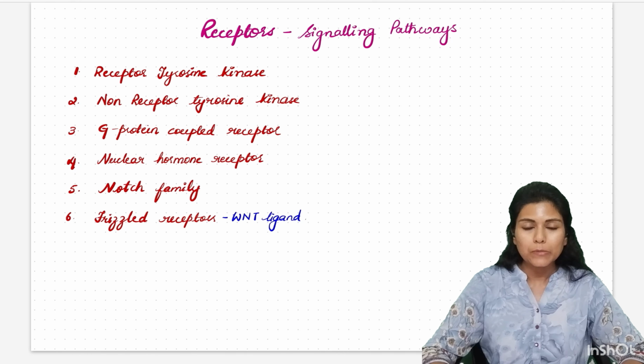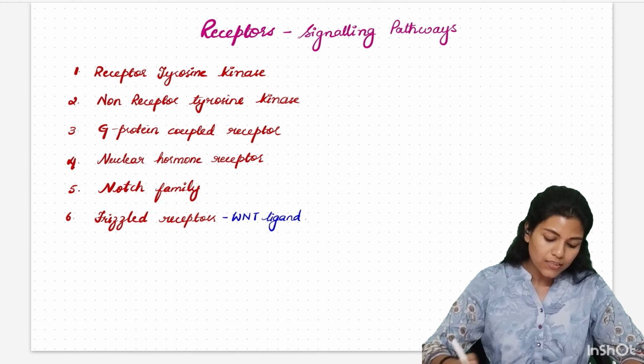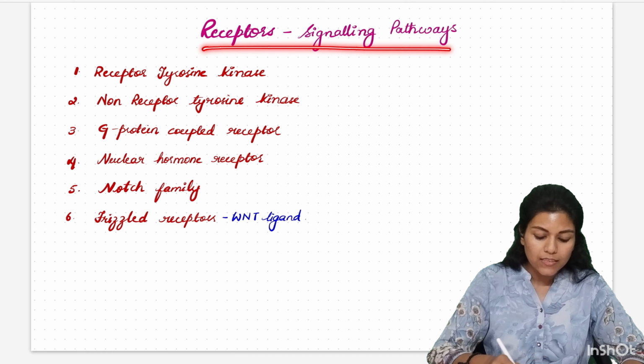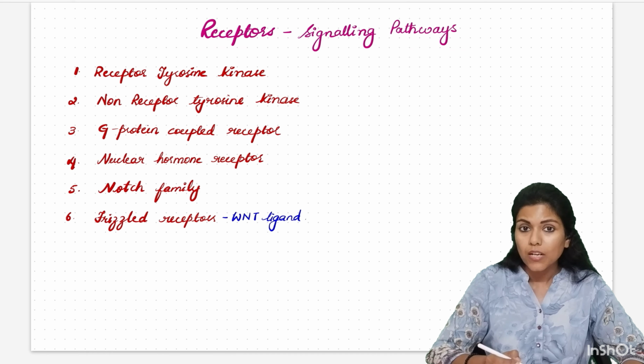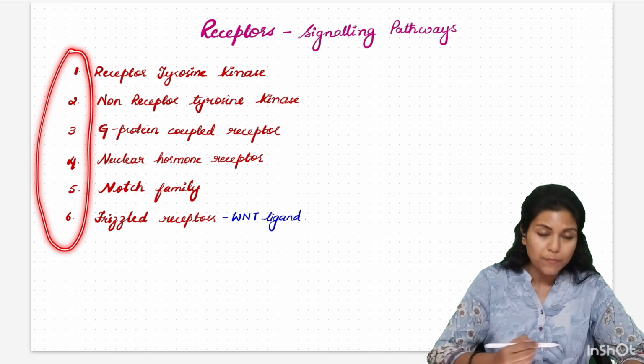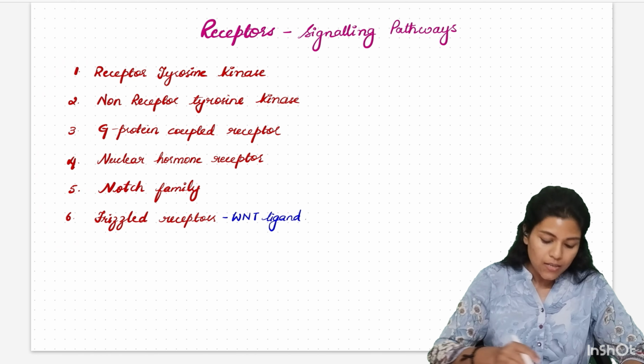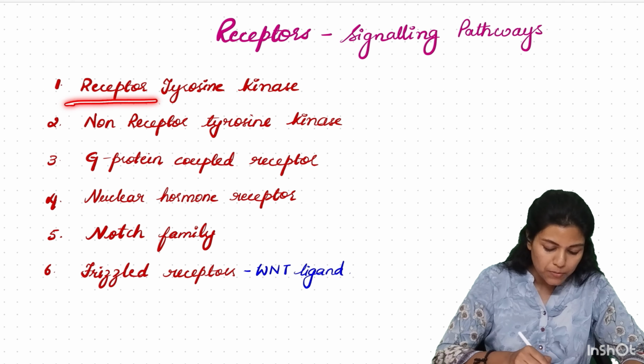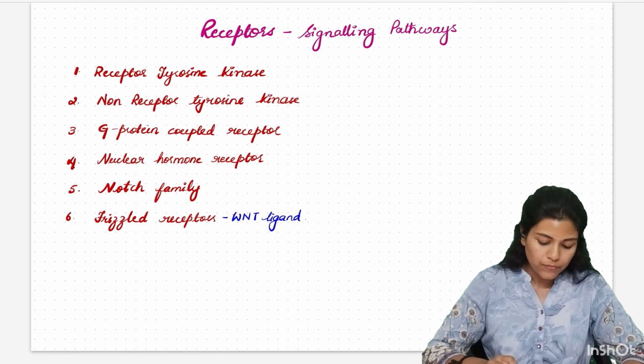I'm Dr. Ashmita. Today in this video, we'll study the receptor and signaling pathways. In my introduction video, I talked about the 6 kinds of receptors and their signaling pathways. Now we'll study the first receptor, receptor tyrosine kinase.